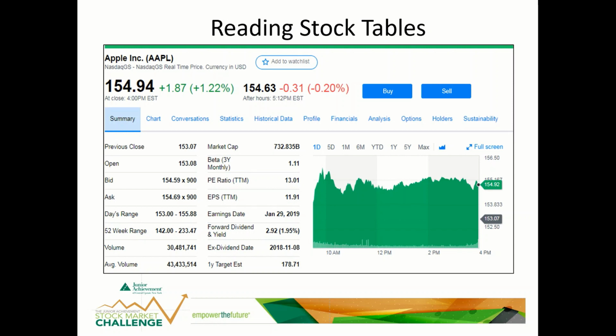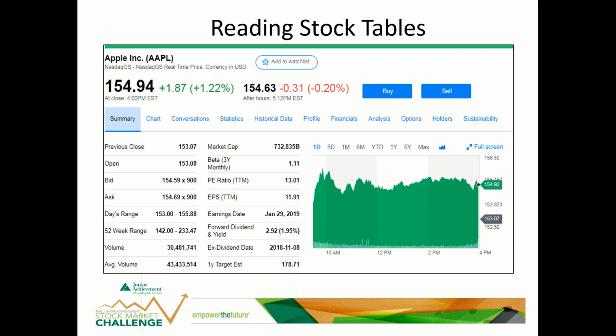Volume: this figure shows the total number of shares traded on a particular day. Average volume typically represents the average daily traded volume over the last 3 months. Market capitalization, or market cap, represents the current price times the number of shares outstanding, outstanding meaning owned by all investors. It tells you what the company's equity is worth.